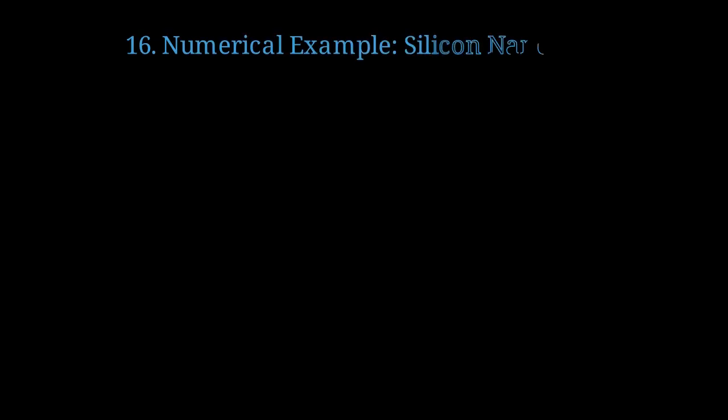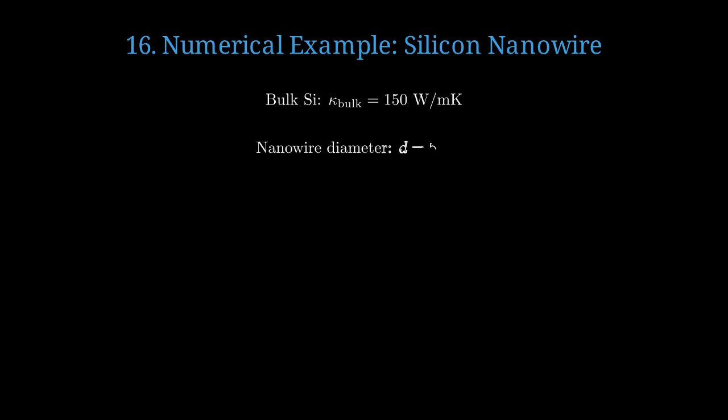Let's work through a concrete numerical example to see the magnitude of these effects. Starting with bulk silicon thermal conductivity of 150 watts per meter Kelvin at room temperature. Consider a silicon nanowire with diameter d equals 50 nanometers. The phonon mean free path in bulk silicon is approximately 300 nanometers.